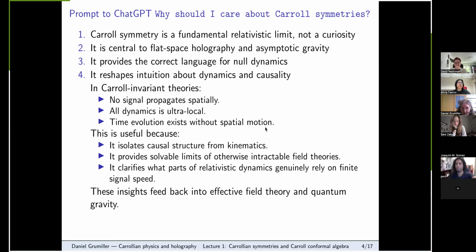Time evolution exists without spatial motion. I mean, that's true, but it's also true in Galilean or relativistic mechanics. So this is useful because it isolates causal structure from kinematics. I'm not sure what is meant by that. It provides solvable limits of otherwise intractable field theories. Maybe. It clarifies what parts of relativistic dynamics generally rely on finite signal speed. I'm not really sure what that means. And these insights feed back into effective field theory and quantum gravity. Well, effective field theory, maybe, maybe not. Quantum gravity, as I will argue, yes, there's some relevance of these Carroll symmetries.